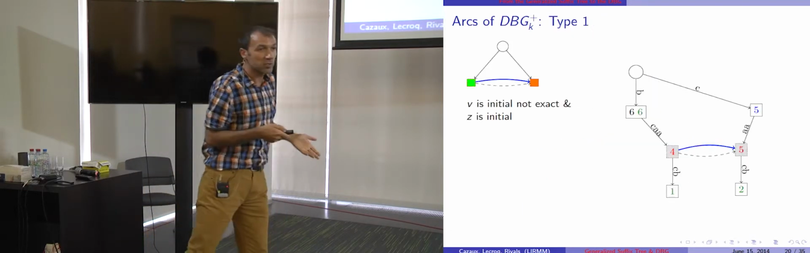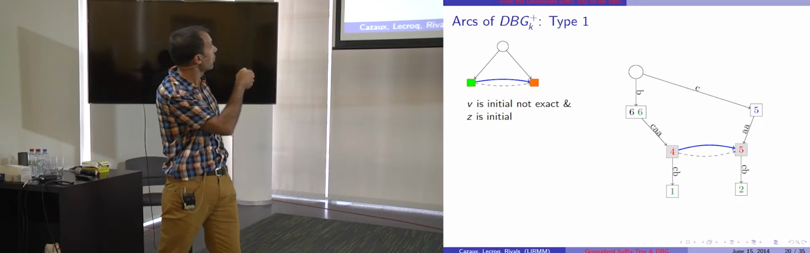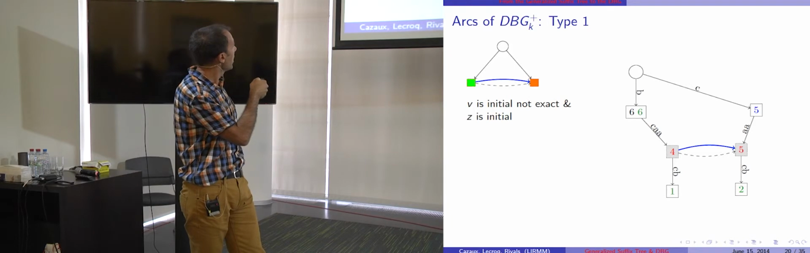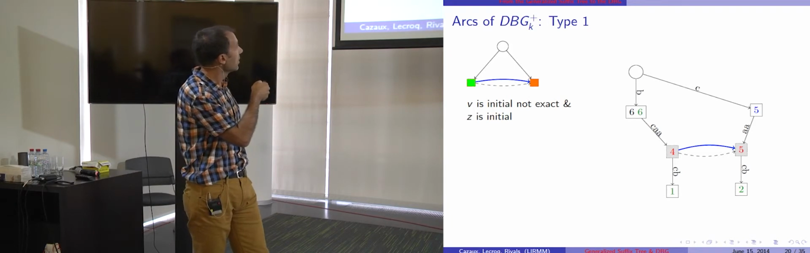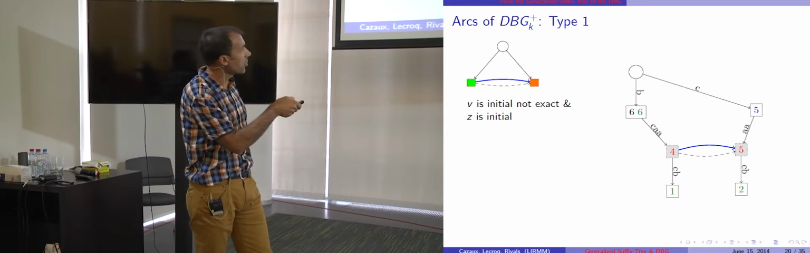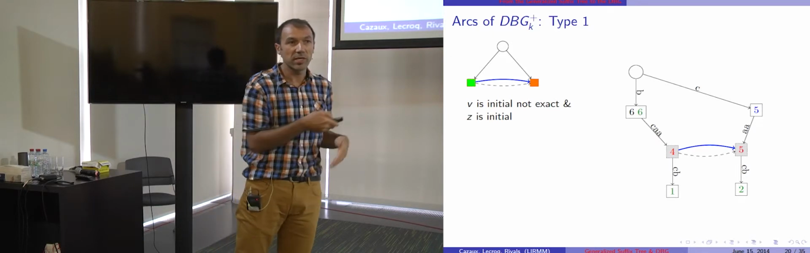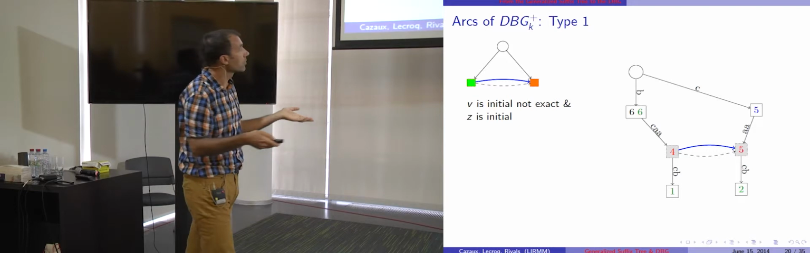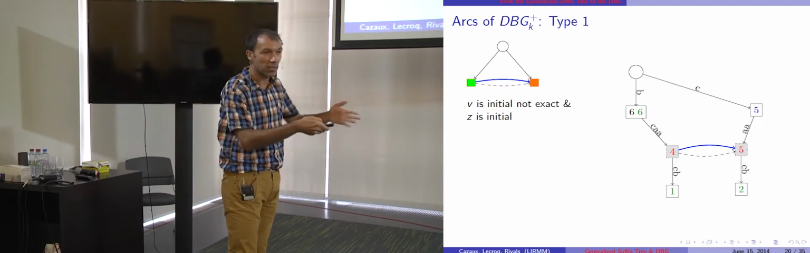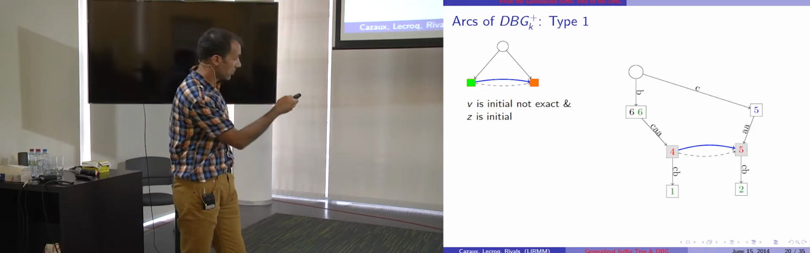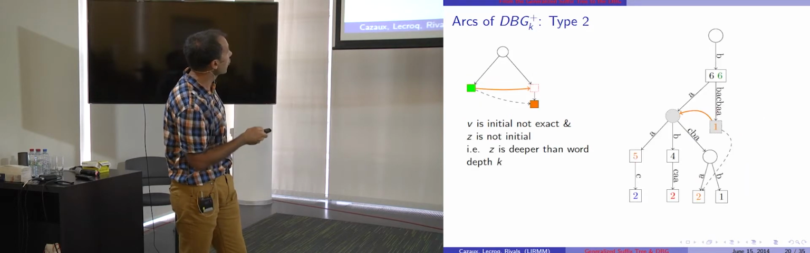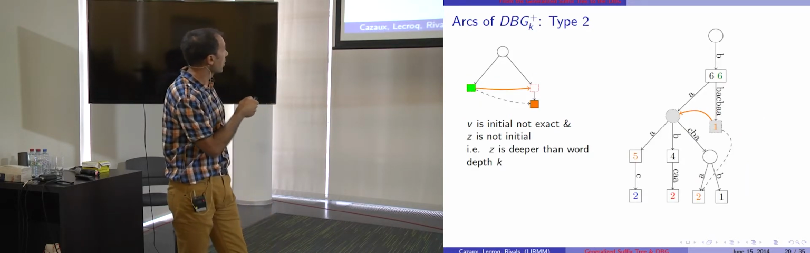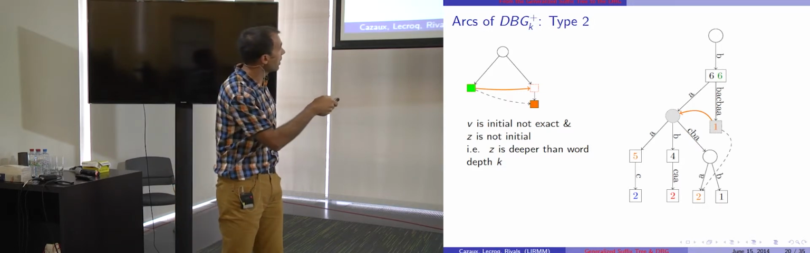Okay, so the first case is where the initial node is not exact, and is larger than k. In fact, the suffix links point directly to an initial node, and then you are done, because you are already in the set you want to be in. So there's nothing to check, only the size of the target node.